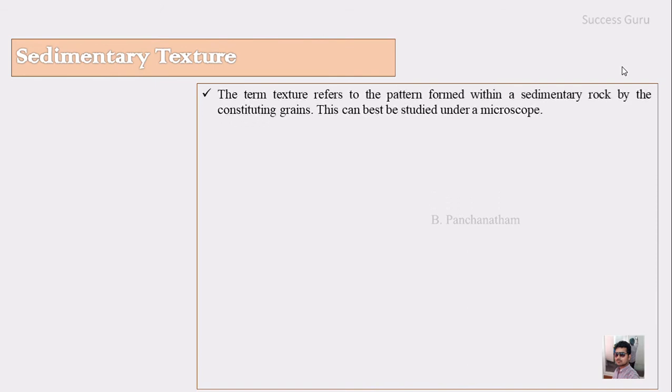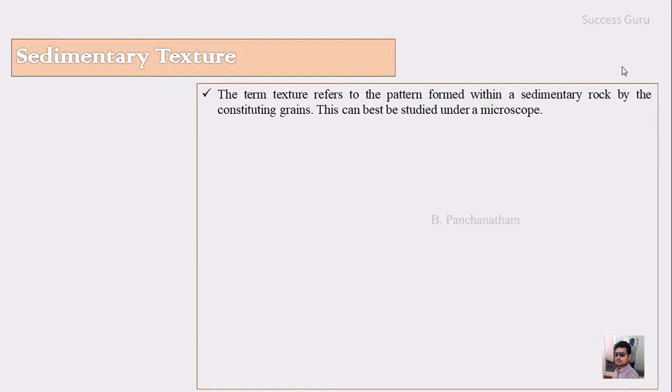Actually, the term texture refers to the pattern formed within a sedimentary rock by the constituent grains, and this can be best studied under the microscope. So this is the pattern that is formed with the grains in a sedimentary rock, right? That is the term texture. And to study this, you can use a microscope.